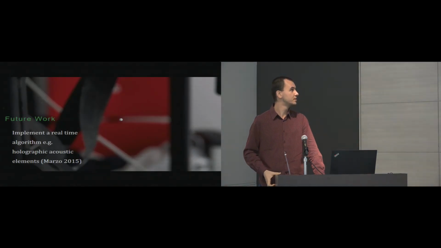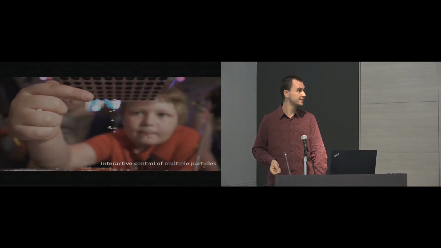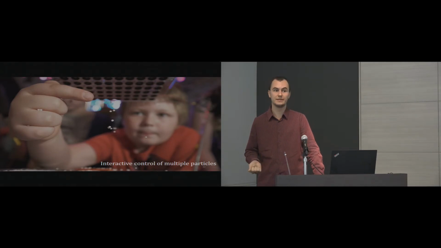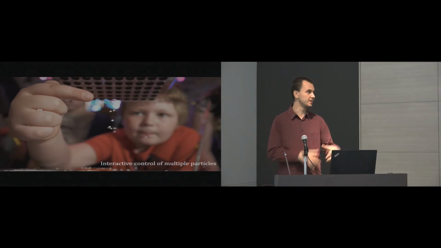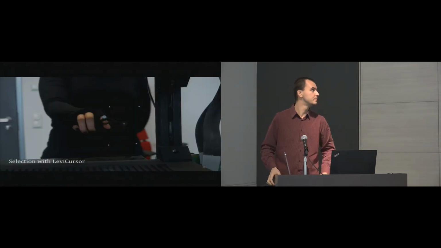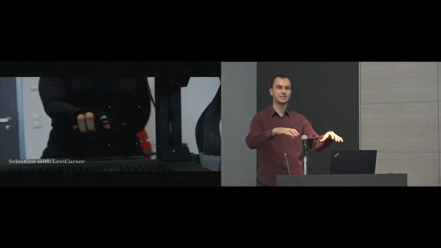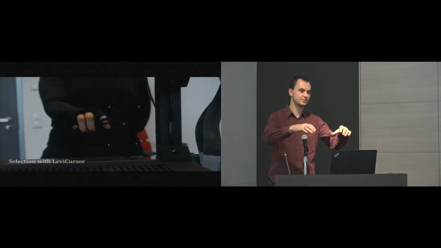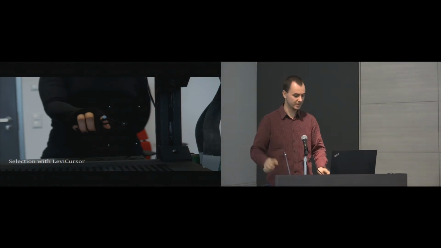So as future work, we consider a few directions. One of them is trying other algorithms for real-time phase generation for the transducers. Other direction is control of multiple levitating particles, for example, if we have a 3D object represented out of them. The third direction is using LeviCursor as a selection technique to select among other statically levitating particles. For example, if we have some particles representing a 3D visualization and we want to select parts of the visualization.